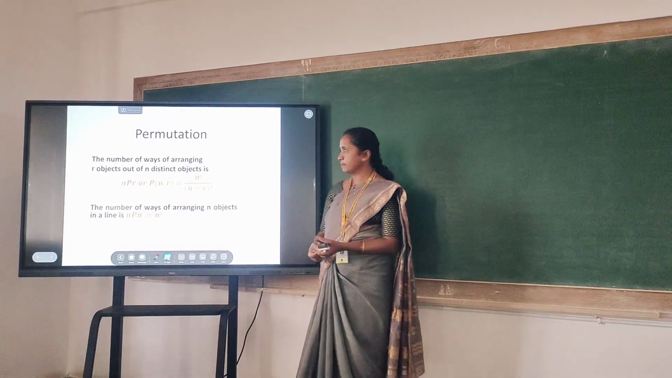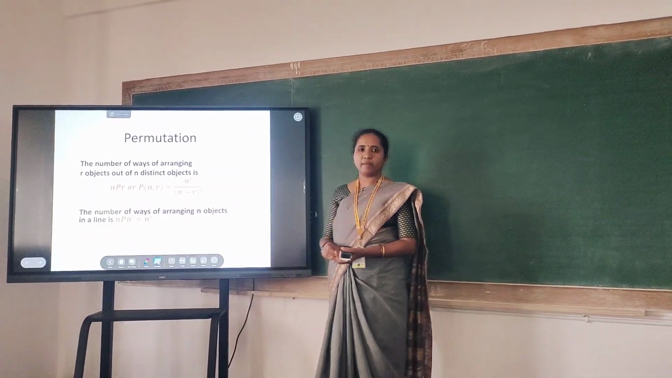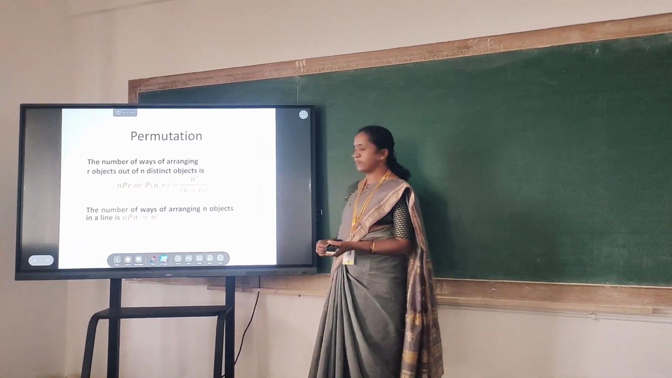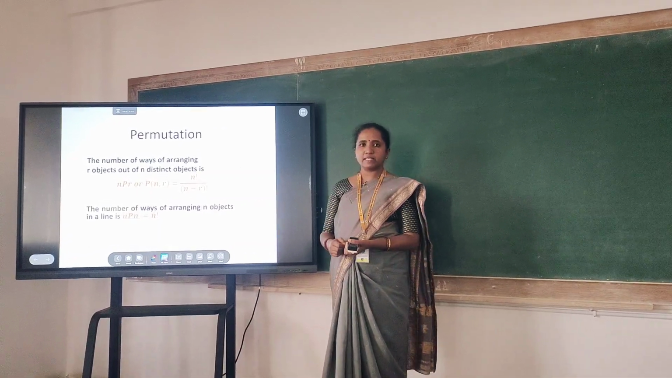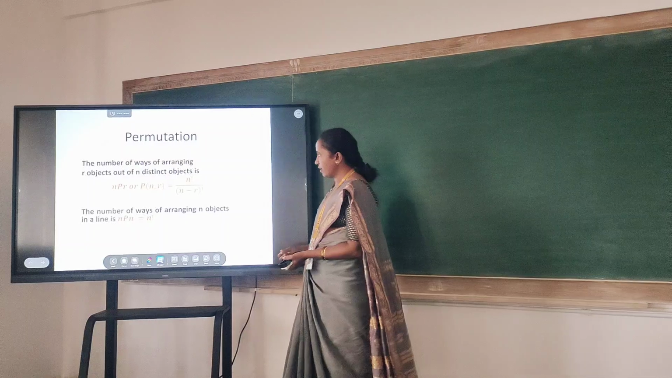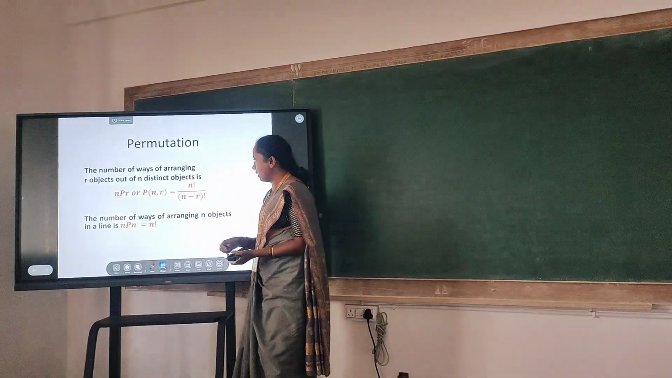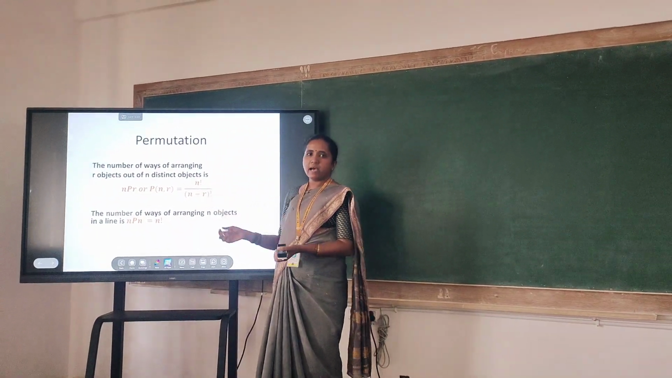Today I am going to explain the concept of permutation and combination. As we all know, permutation is nothing but the number of ways of arranging. Suppose there are n different objects and out of that we have to arrange any r objects in a line. Then the number of arrangements is denoted as nPr or P(n, r), and it is given by the formula n factorial divided by (n minus r) factorial.